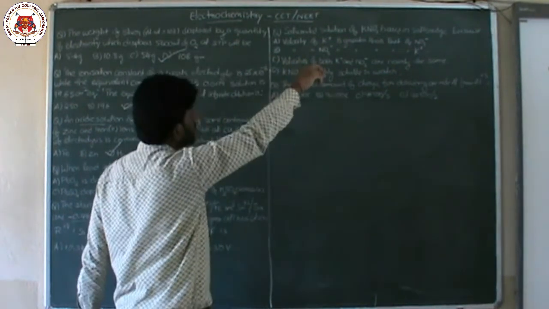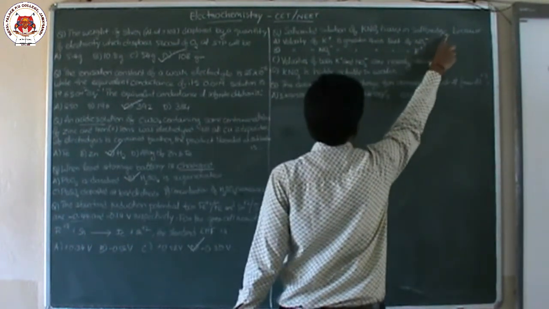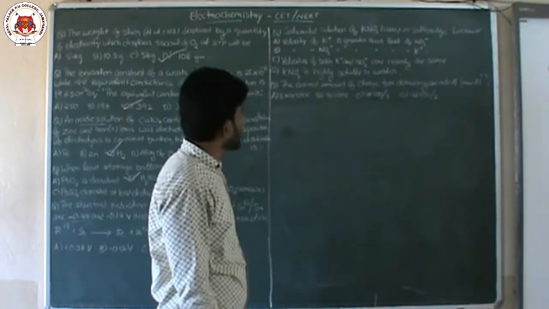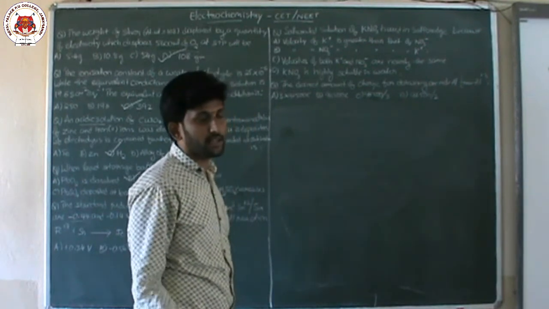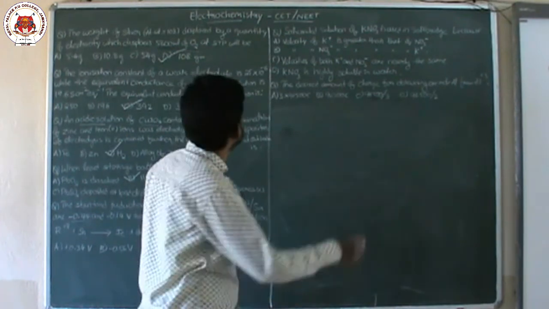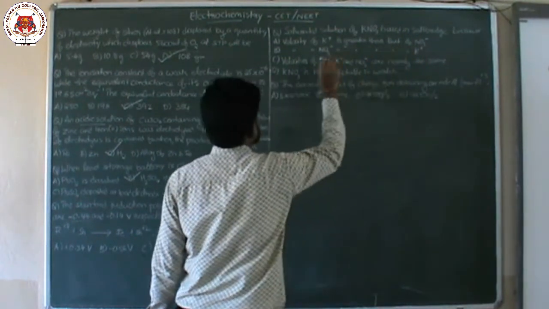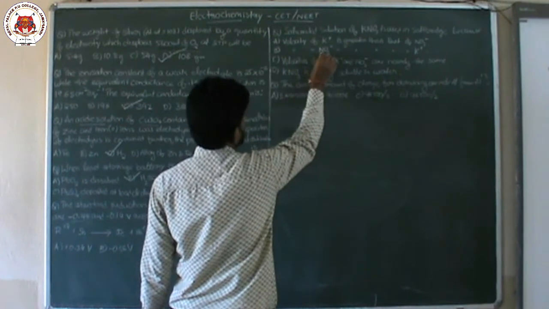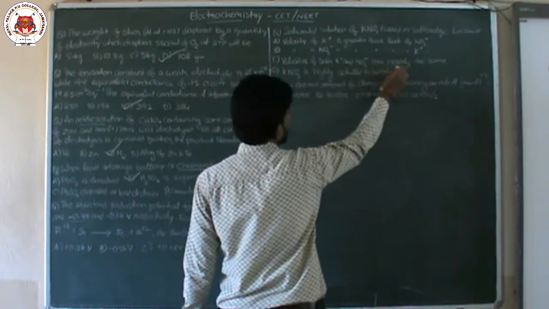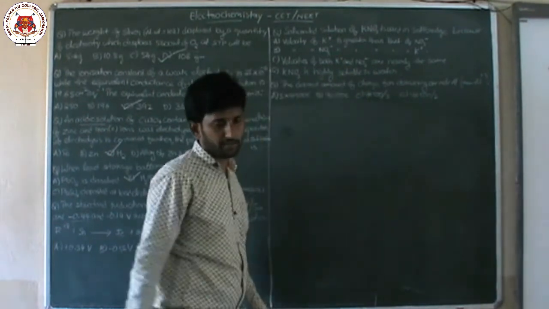Next question is, saturated solution of potassium nitrate is used in salt bridge because. Now KNO3 or ammonium nitrate, KCl, NaCl can be used in salt bridge. So why is this used? They are asking. First option, velocity of K plus is greater than NO3 minus. Second option is velocity of NO3 minus is greater than K plus. Third option, velocities of both K plus and NO3 minus are the same, and KNO3 is highly soluble in water.